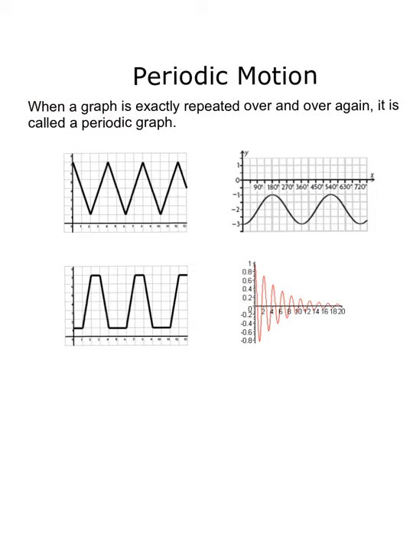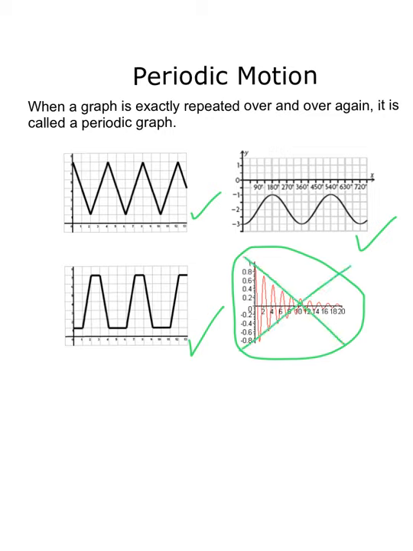When a graph is exactly repeated over and over again, it's called a periodic graph. The first three are examples of periodic functions. This last one, because it's not repeating exactly, in this case the amplitude is getting smaller each time, is not a periodic function.